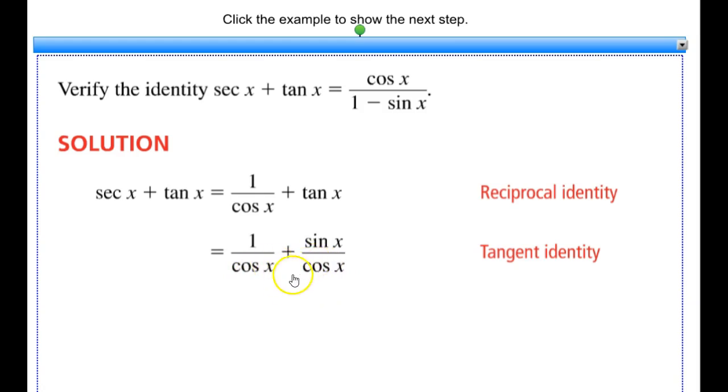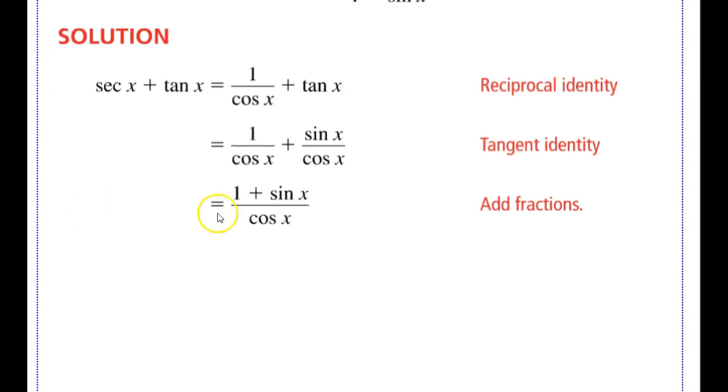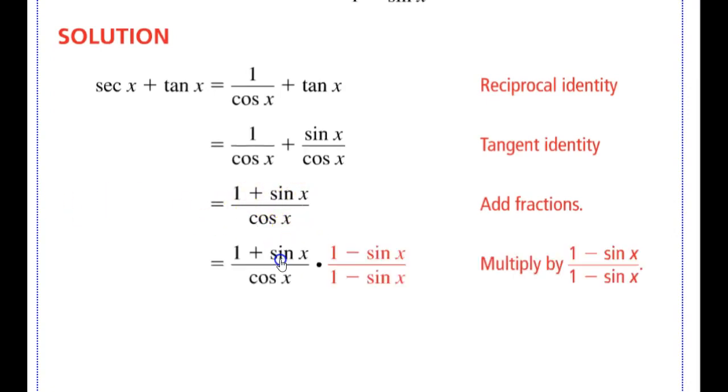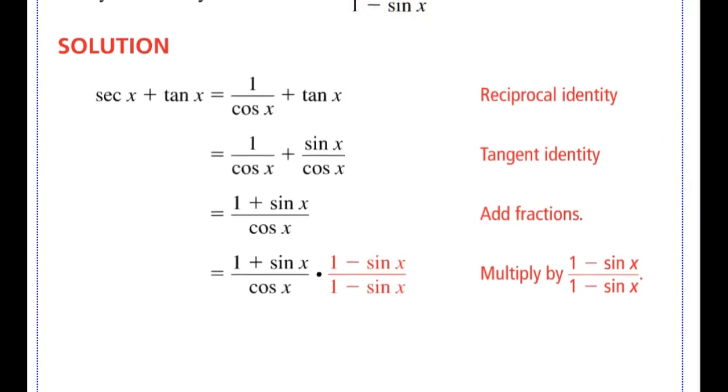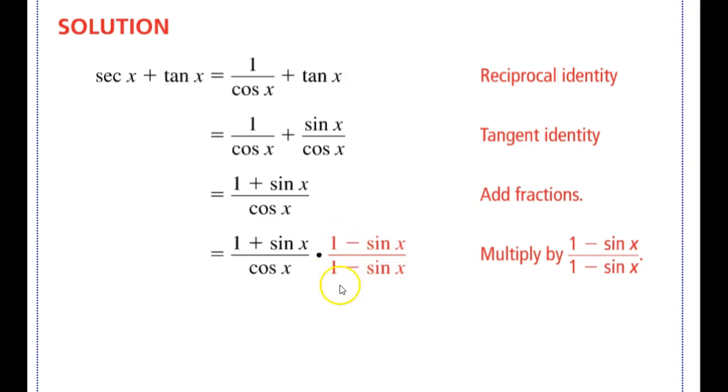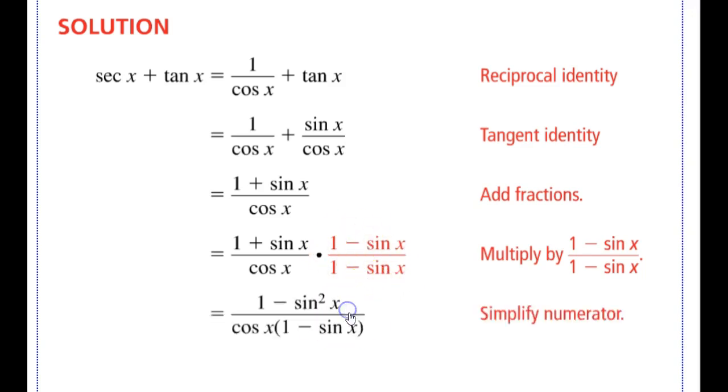Well, so now I see I have two fractions with common denominators, so I'm going to go ahead and add those fractions together. So I've got 1 plus sine x over cosine x. So I notice in my verifying, I need my denominator to have a 1 minus sine x in it. That's my eventual goal. So to get there, I multiply both the numerator and the denominator by my 1 minus sine x. And I can do that because this red piece right here is just 1, so I'm not mathematically really doing anything.